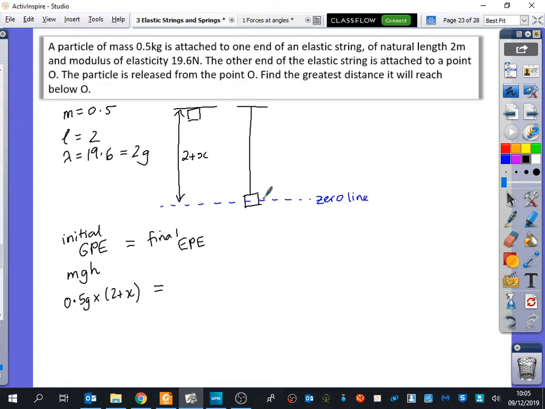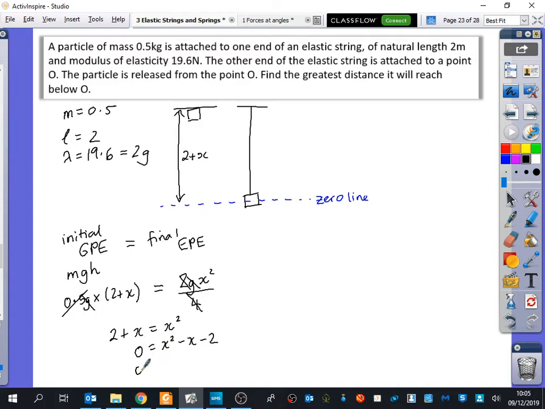And then the final elastic potential energy is going to be lambda x squared over 2L, which is 4. And now we can spot a couple of bits of cancelling out here. Can you see any cancelling that can happen? 2 over 4 is a half, so I can cancel the half with the 2 over 4. The g's can cancel, so I get 2 plus x equals x squared. So I get x squared minus x minus 2.